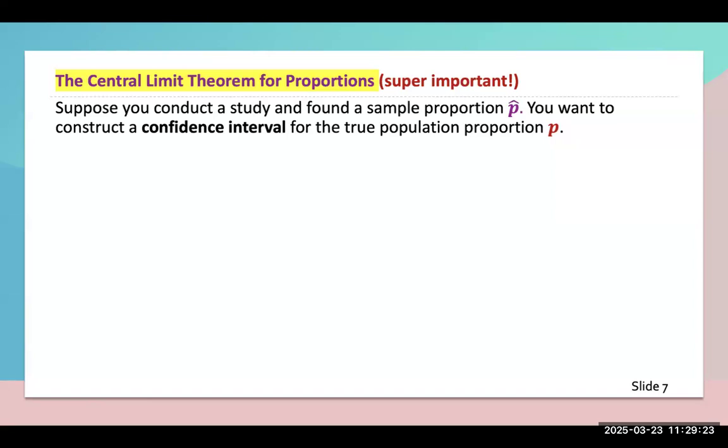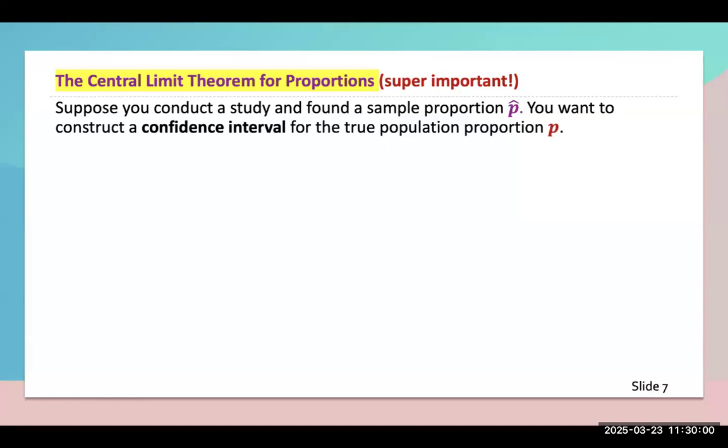And because it's going to take too much time and money to find that, we create a sample and we find the sample proportion P hat. Now, suppose you conduct a study and find a sample proportion P hat. You want to construct a confidence interval for the true population proportion P. That means you want to build a set of values around your sample proportion that you feel you're very confident contain the real P. We'll never be able to find the real P, but we can give out a range and say we believe it lives in that range. That's what a confidence interval is.